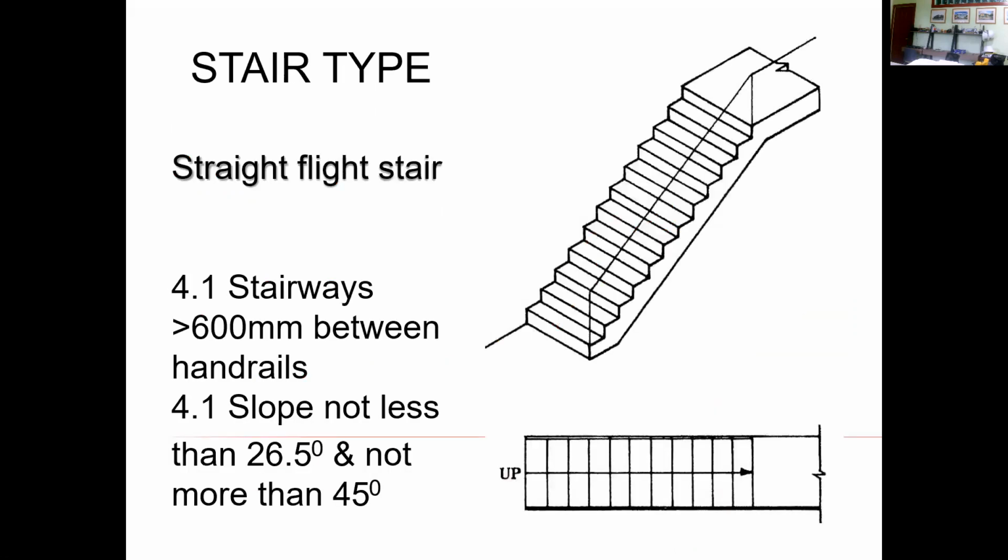The stairway is about 600 millimeters between the handrails, and the slope is not less than 26.5 degrees or not more than 45 degrees. So this is the standard angle of the stairs, about 26.5 to 45 degrees. The standard width of a stair for a residential is about 1.2 meters, or 3 feet, up to 1.65 meters.